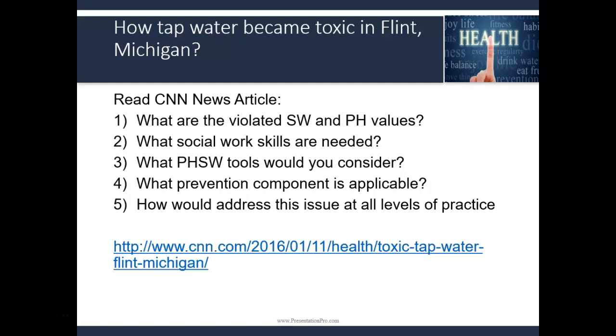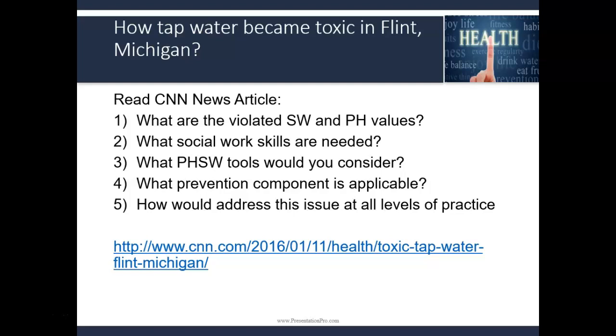When you think about values of public health and values of social work and the function of public health, how is that a contradiction based on the case study for Flint, Michigan? What social work skills do you think are needed at the meso and macro level to address the issue presented in Flint, Michigan? What are the public health social work tools you would consider? What prevention components are applicable to this case study?